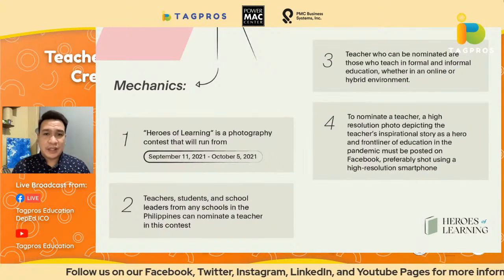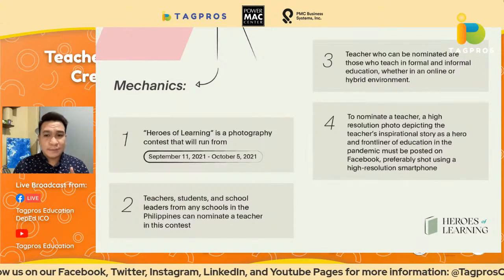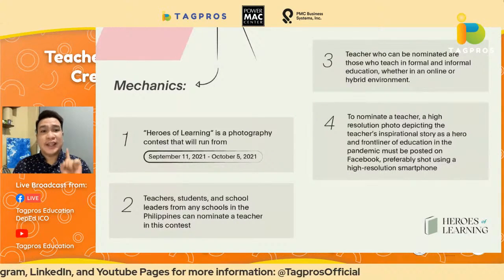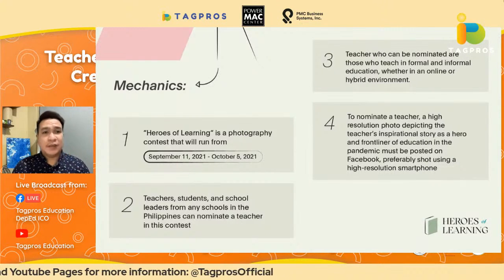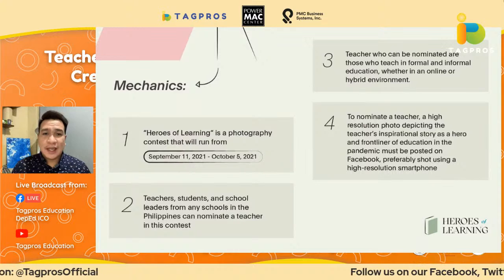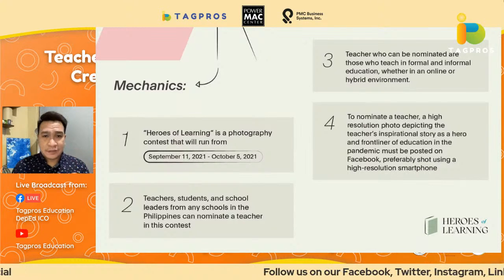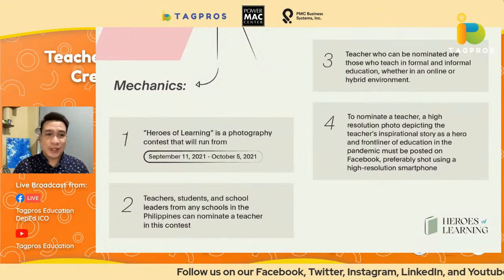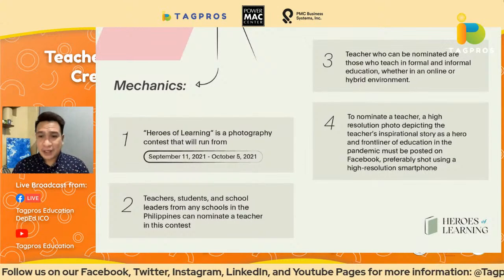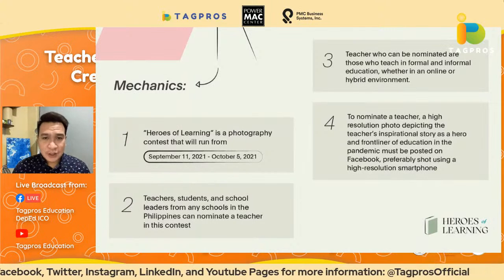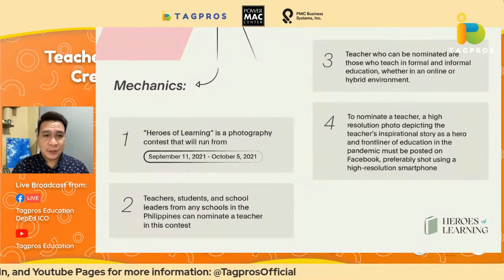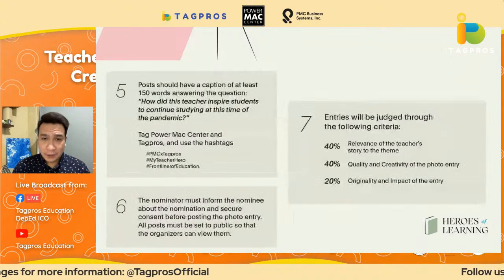How do we get to nominate? Very simple. Number one, take a photo of the most inspiring teacher for you in action. Make sure that you ask permission and tell the teacher, "Hi, teacher, I'm nominating you. I took a photo of you and I'm going to post it." The next instruction: so take a picture. Second, post. Can we go to the next slide?